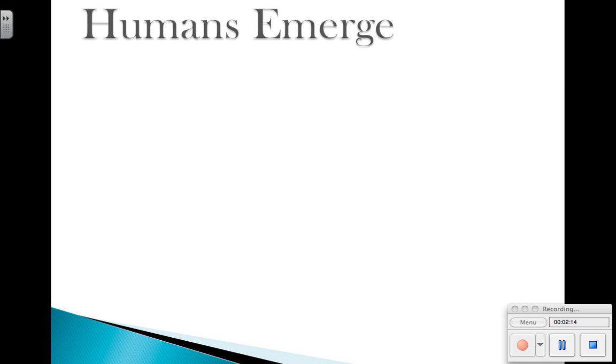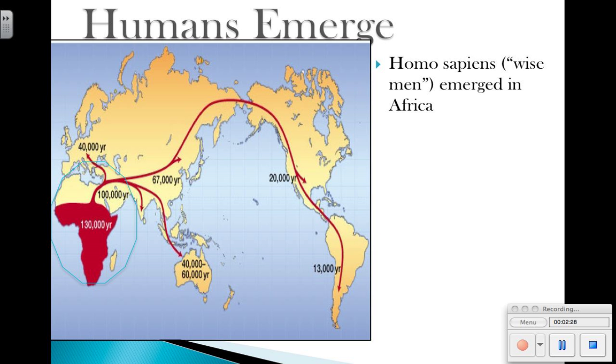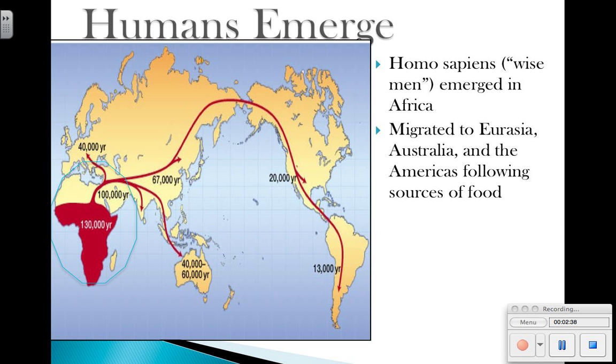So where do humans emerge? If I were to say in what area do we find the earliest remains, I really hope that everyone would be able to correctly identify Africa. Hopefully you said Africa. So Homo sapiens or wise men are going to emerge in Africa. There's Africa. Remember, that's where Lucy's discovered that we talked about earlier in the year. From there, you can see where man migrates to. They migrate to Eurasia, which is a fancy way of saying Europe, Asia, Australia, and the Americas, following sources of food. If you follow the arrows, you can track their migration. Again, notice the dates. Remember, these are BCE, so they go backwards. Or like negative numbers, as we discussed in class.